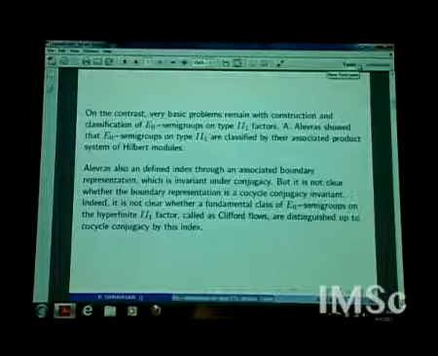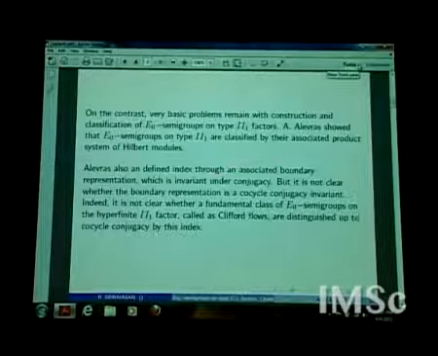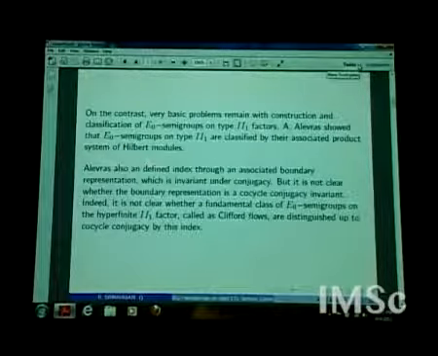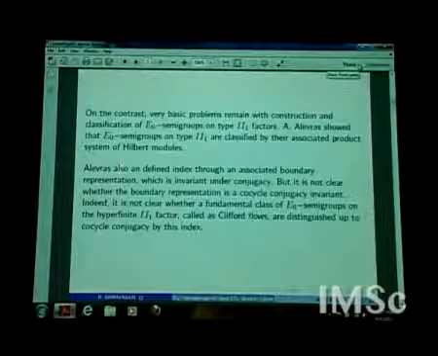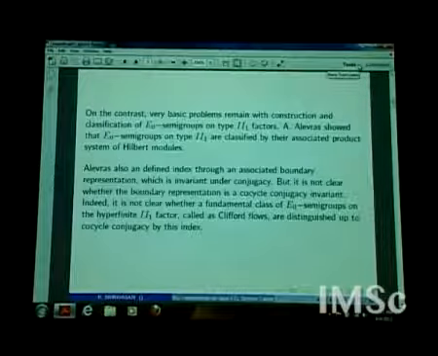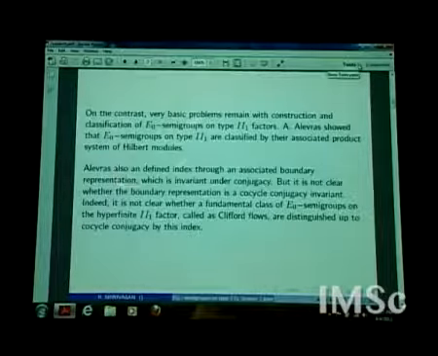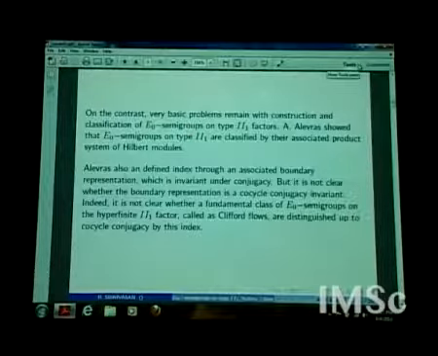He proved a theorem that E0 semigroups on type 2-1 factors are classified by their associated product system of Hilbert modules, an analog of Arveson's result. It's not exactly an analog of Arveson's result; Arveson's result is much deeper. He defines a product system abstractly and shows that there is always an E0 semigroup associated with the product system of Hilbert spaces. Here it's not like that. If you have an E0 semigroup on a type 2-1 factor, you can associate a concrete product system, and the E0 semigroups are cocycle conjugate, which I am going to define.